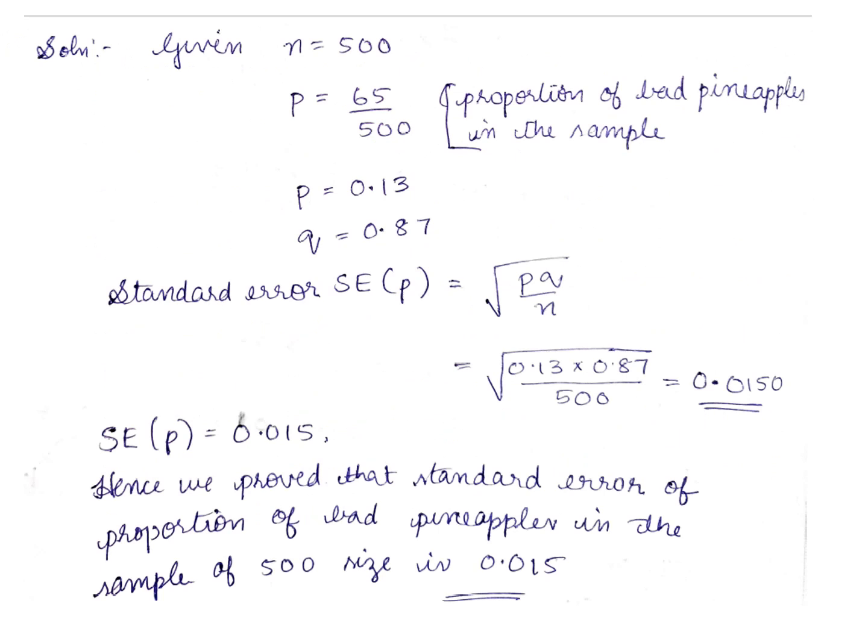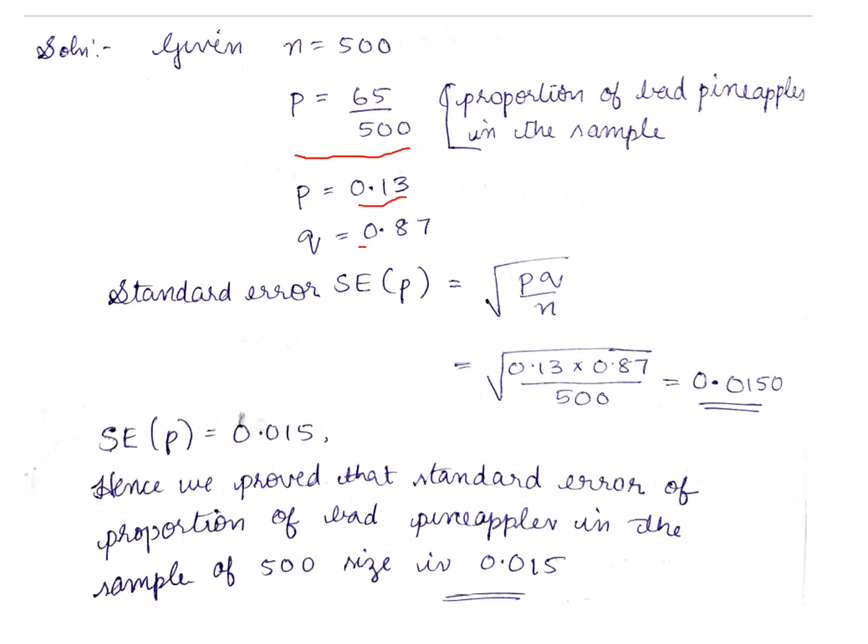As per the question, we have a random sample of size 500, so n is equal to 500. Out of 500, 65 are found to be bad. So the proportion of bad ones is P is equal to 65 by 500, which is 0.13.